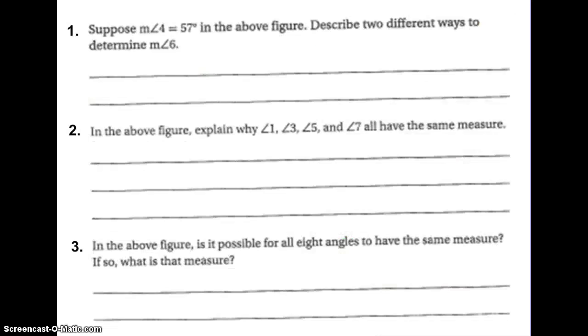So our first question says, suppose that the measure of angle 4 is 57 degrees. How would you also define angle 6? Well, first off, angle 4 and angle 6 are what we call alternate interior angles. So therefore, the measure of angle 6 has to also be 57 degrees.